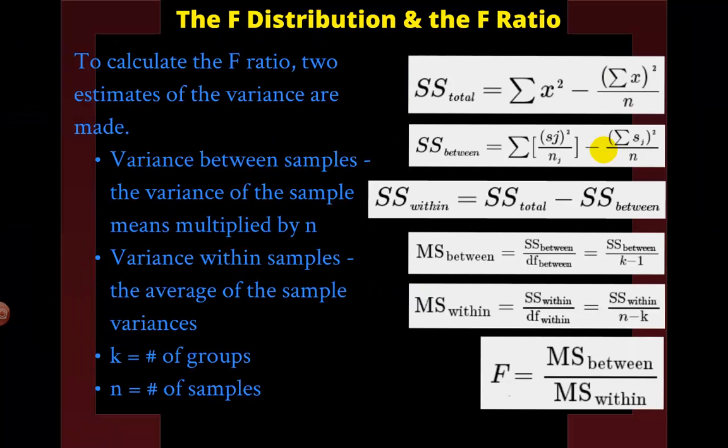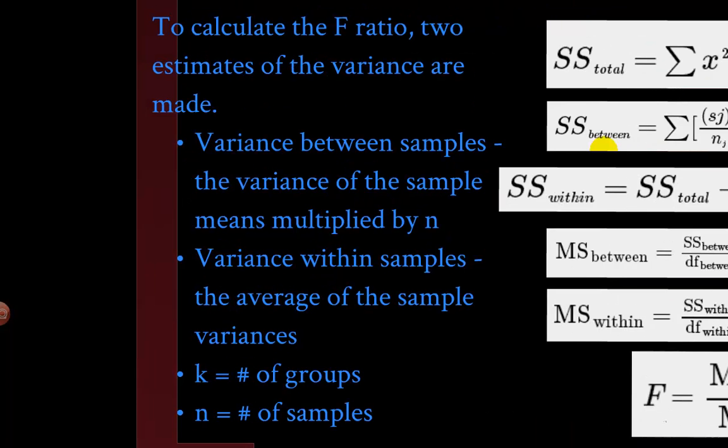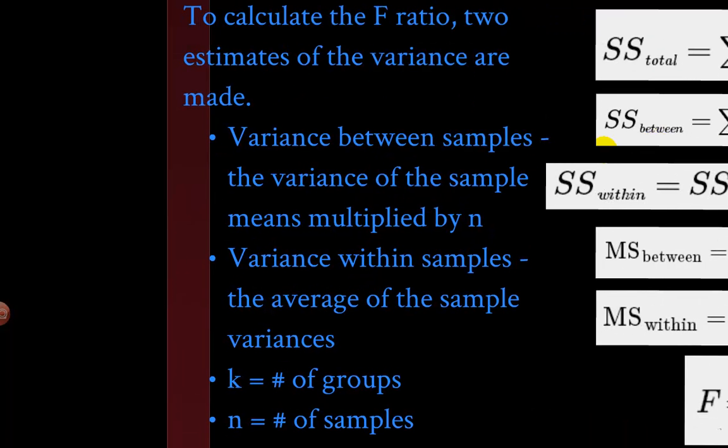So to calculate the F ratio, it's a fraction. And we have, the numerator is the variance between the samples. So it's the variance in the sample means. And the bottom one is the variance within the samples, or the averages of the variances.